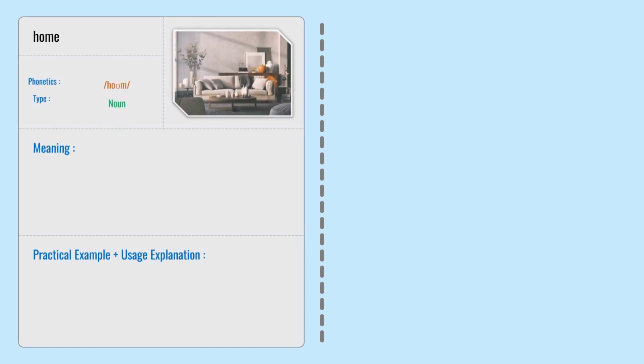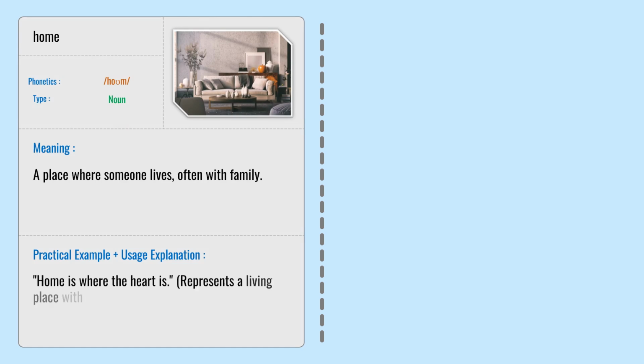Home. A place where someone lives, often with family. Home is where the heart is. Represents a living place with emotional connection, not just a physical building.